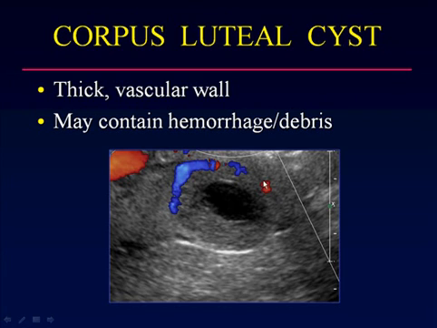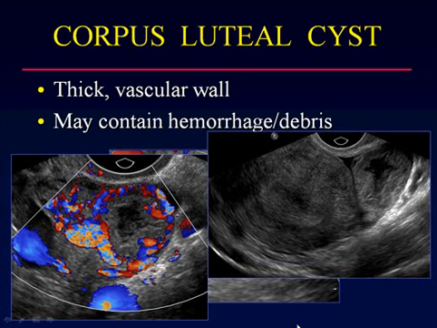You see a very homogeneous, thick-walled structure, often very vascular and relatively hypoechoic. Sometimes it contains some hemorrhage or debris. You can see some fibrin stranding or some internal echoes within it. Here are another couple of examples showing that you sometimes can see free fluid around the corpus luteal cyst, but again, a very homogeneous, thick, almost wet-like appearing hypoechoic ring-like structure.